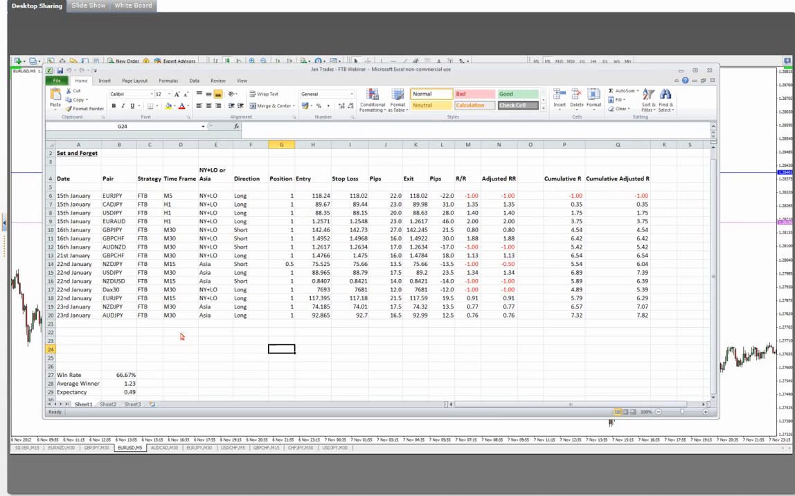You need a trend in pairs that aren't trending too strong. You don't have pullbacks, but you don't want ranging pairs, because obviously with ranging pairs, you're not going to get that strong breakout.